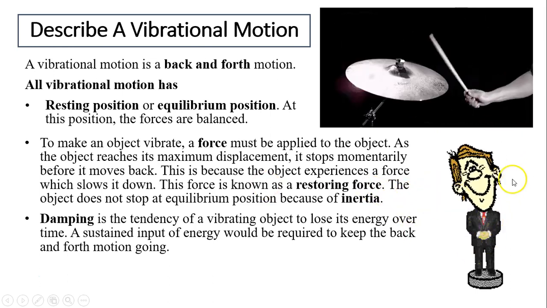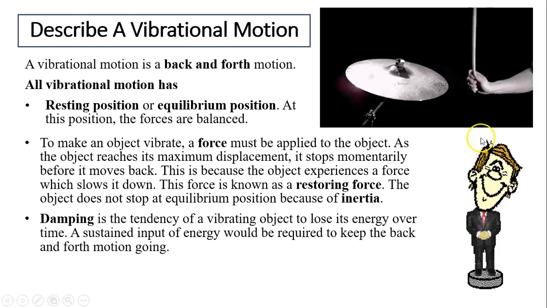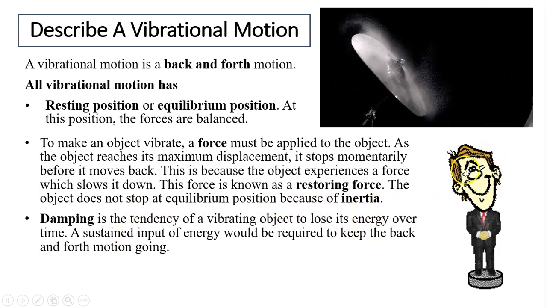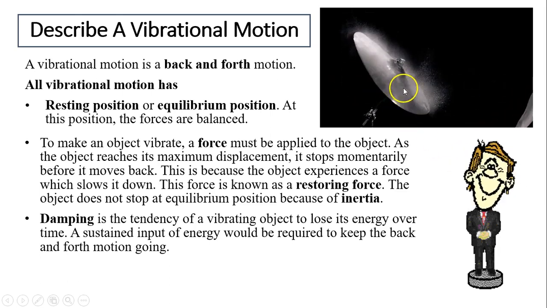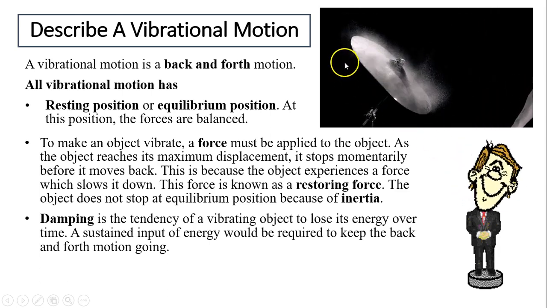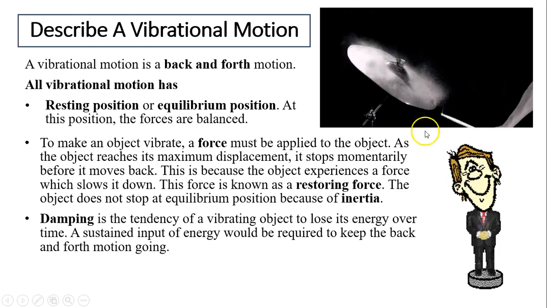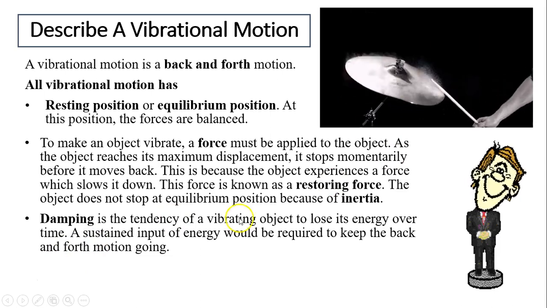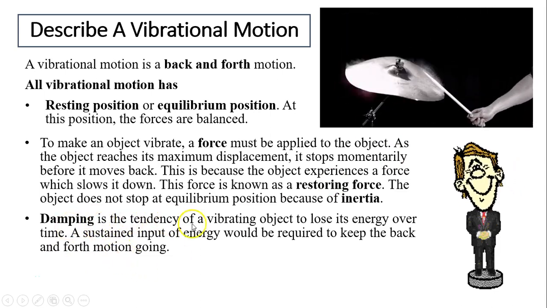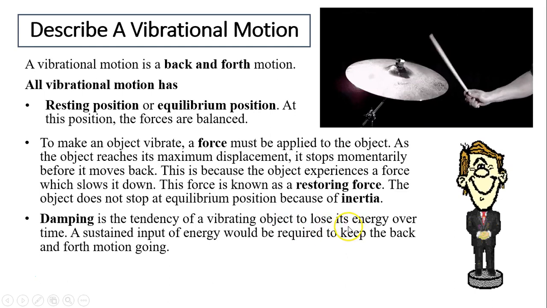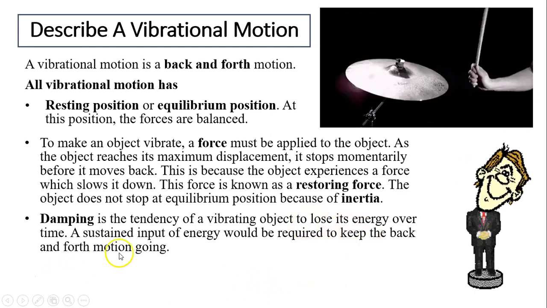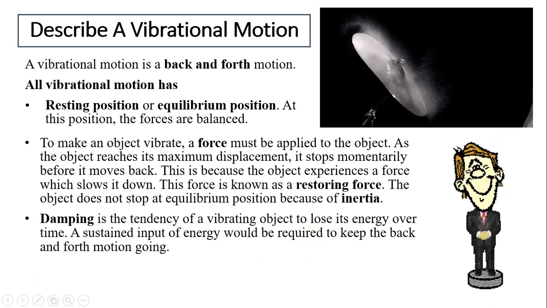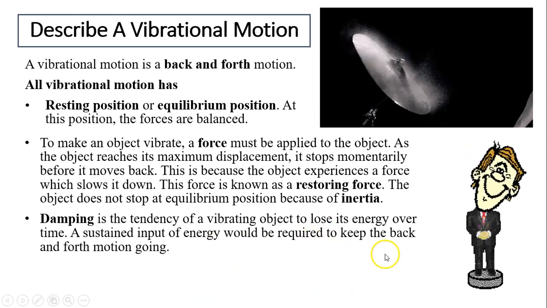However, when the object comes back to the middle, it doesn't stop. It does not stop because of inertia. An object in motion stays in motion. As you can see, it comes back to the middle, then keeps going, and eventually it stops. It stops because of damping. Damping is the tendency of a vibrating object to lose its energy over time. A sustained input of energy would be required to keep the back and forth motion going.